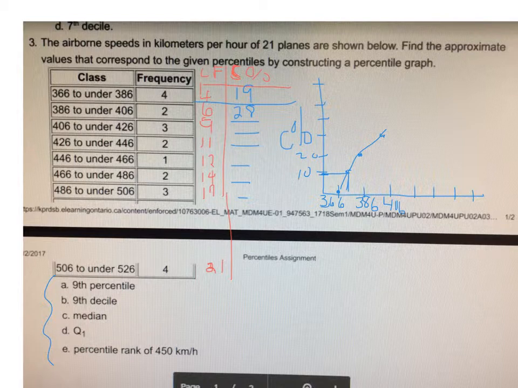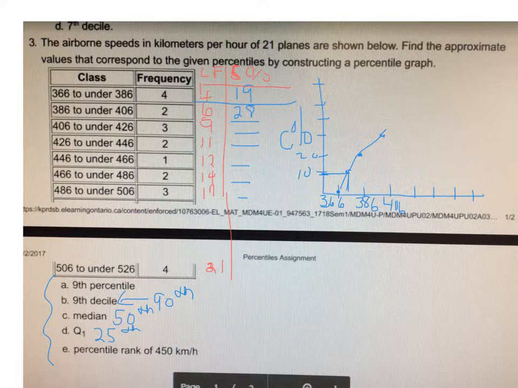The 9th decile is when you're dividing everything into groups of 10, and so we're really looking for the 90th percentile there. That's what that means. The median is the middle point, so that's the 50th percentile. Q1 is the 25th percentile.